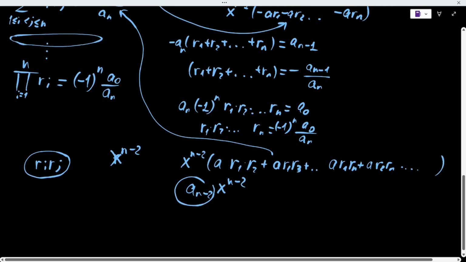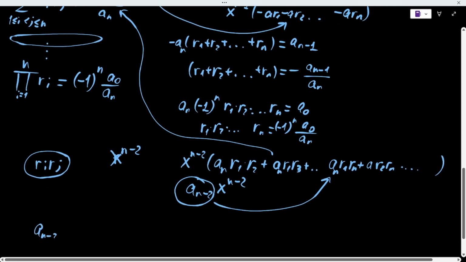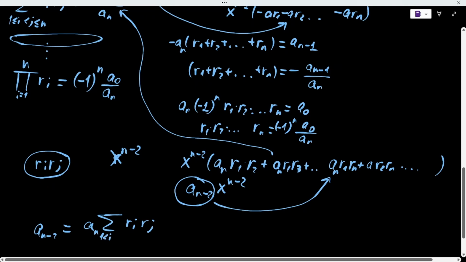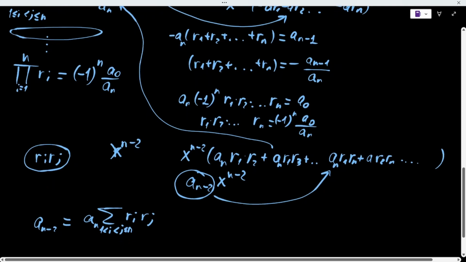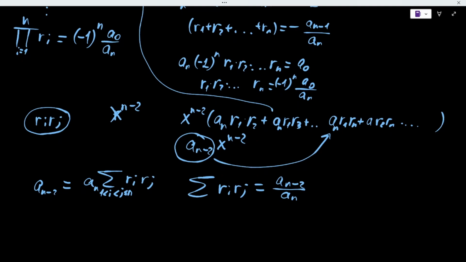So this coefficient an minus 2 will be equivalent to this value, an times the sum of the products of pairs. So an minus 2 will be equivalent to an times the sum of ri times rj, where i changes from 1 to n, and j is greater than i. So we will get that the sum of the products of pairs will be equivalent to an minus 2 divided by an.